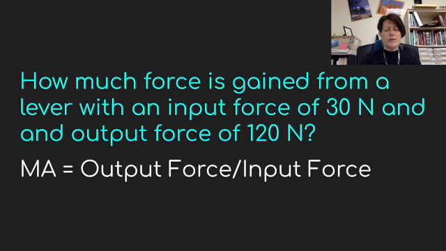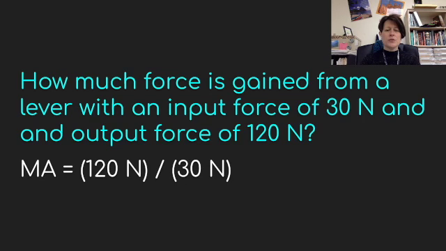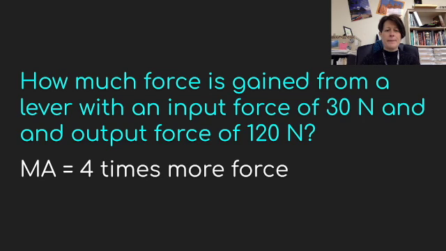Another example of a problem might be, how much force is gained from a lever with an input force of 30 newtons and an output force of 120 newtons? Remember, going back to the previous chapter, one formula we can use is mechanical advantage equals the output force divided by the input force. When we plug in our numbers, 120 divided by 30, we get 4 times more force. 120 divided by 30 is 4. The newtons cancel out. So 4 times more force was gained.